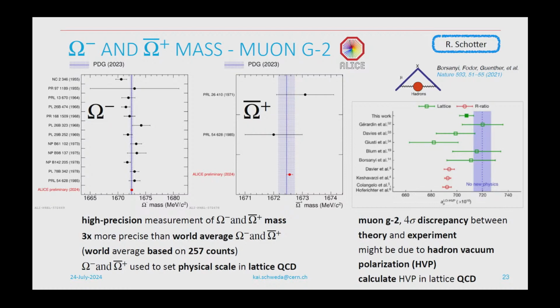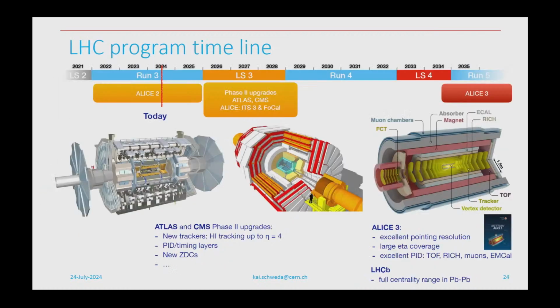The omega baryon mass is used to set a physical scale for all lattice QCD calculations. For example, lattice QCD might help to resolve the g-2 discrepancy for the muon by calculating at high precision the hadronic vacuum polarization, which is shown by this Feynman graph.